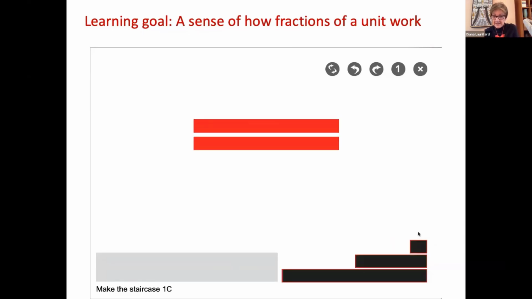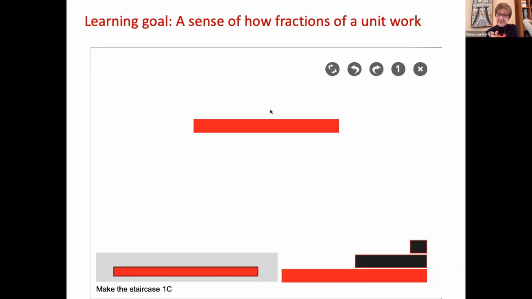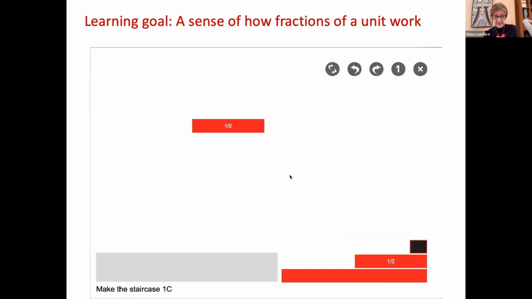And what's so nice about that splitter is that it's showing you that the more fractions you've got, the smaller they are, even though the number in the fraction is bigger.